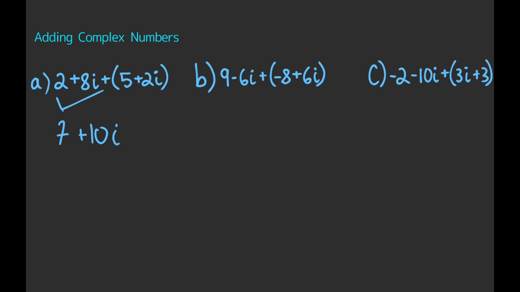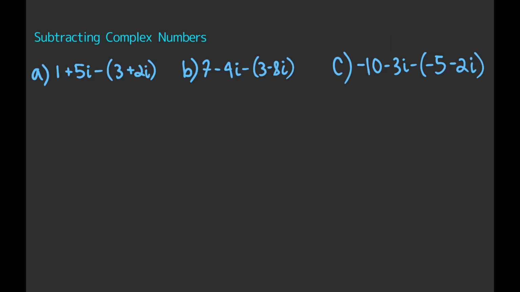On to example B. 9 and negative 8 are like terms, so we'll add them together. Adding a negative is the same as subtracting, so we're actually doing 9 minus 8, and we get 1. And we will combine the negative 6i and the positive 6i and get 0, so our final answer is just 1. For example C, our like terms are negative 2 and 3, so we'll combine those and we'll get a 1. And negative 10i and 3i are also like terms, so we'll add those together and get negative 7i. So our final answer is 1 minus 7i.